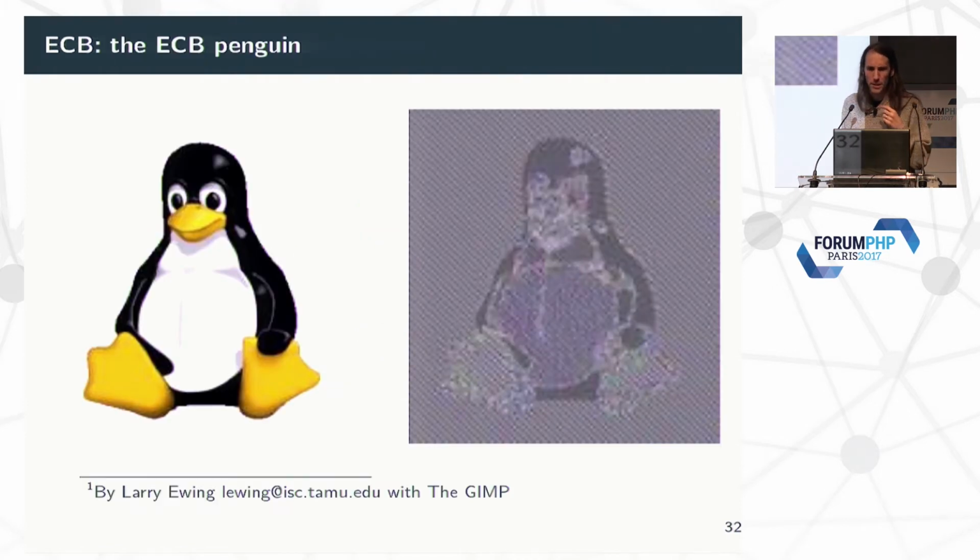A famous example of this is called the ECB penguin. You can see on the left here we've got a nice picture of our friend Tux. And this is Tux after being passed through a block cipher in ECB mode, which highlights why you should not use ECB mode, even with AES, because underlying patterns in the data can still show through in the encrypted version.